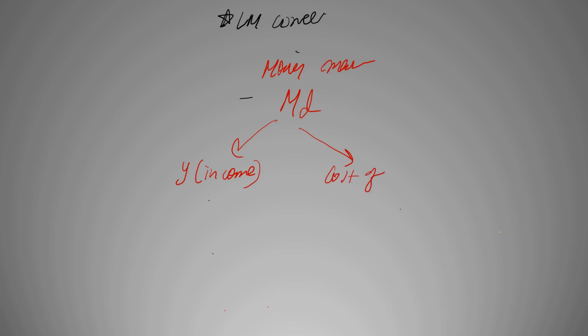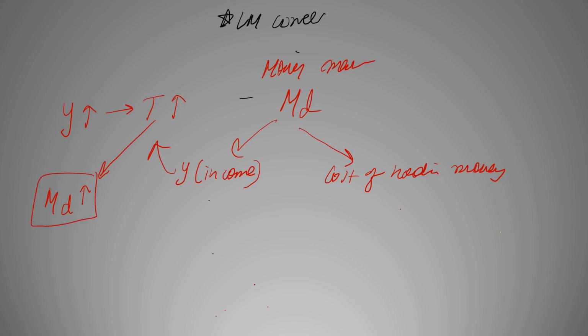So previously, while studying the money market, we talked about how money demand depends upon two factors. Number one is your income, and number two is cost of holding money. Why income? Because if your income is high, you'll make more transactions, and in order to make more transactions, you need more money. This money does not only mean currency, it can be any form, but you'll definitely want to have some money with you, right?